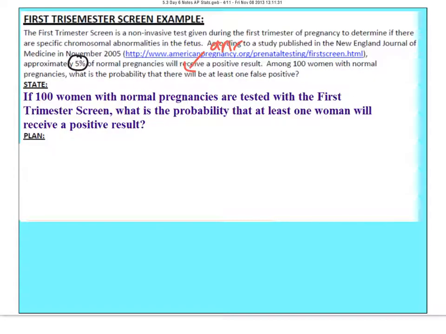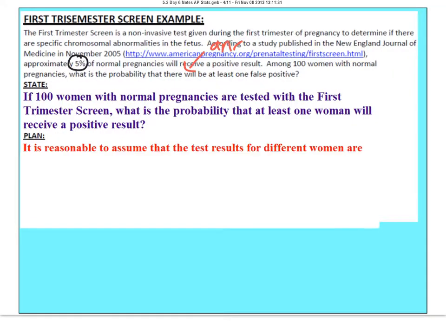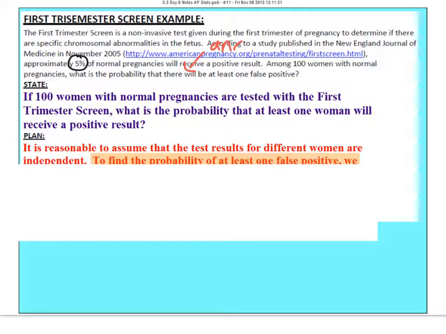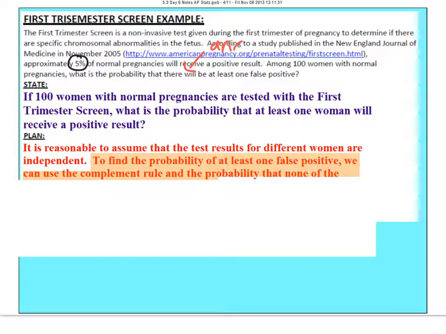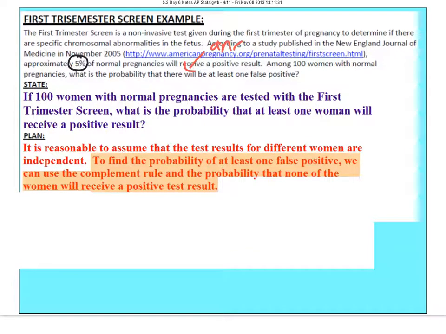What's our plan for this? Well, for our plan, it is reasonable to assume that the test results for different women are independent. So that does make sense. To find the probability of at least 1 false positive, we can use the complement rule and the probability that none of the women will receive a positive test. So if we find the probability of all 100 women and not one finds this test coming up positive, then if we subtract that from 1, which is the whole, that's going to tell us at least one of them will have the test come up positive.